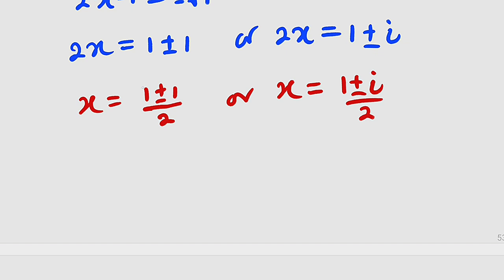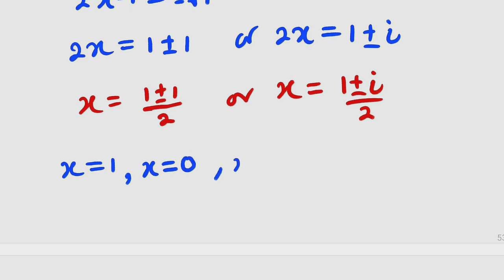So let's start with plus. 1 plus 1 is 2. Then 2 divided by 2 is 1. So x is equal to 1. Then another x, we use minus. 1 minus 1 is 0. 0 divided by 2 is still 0.